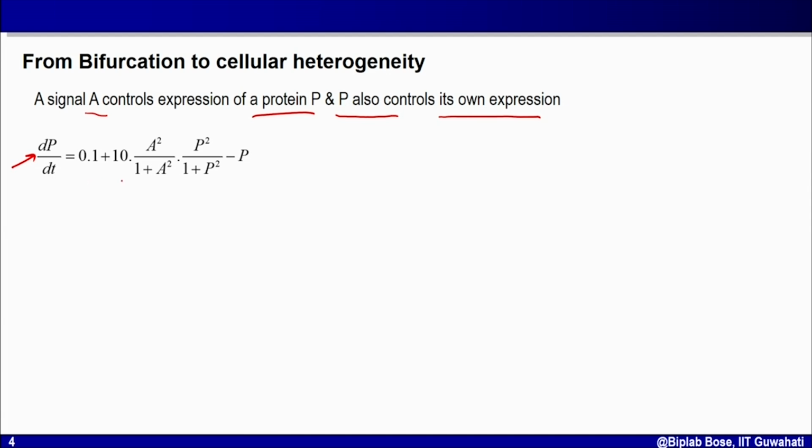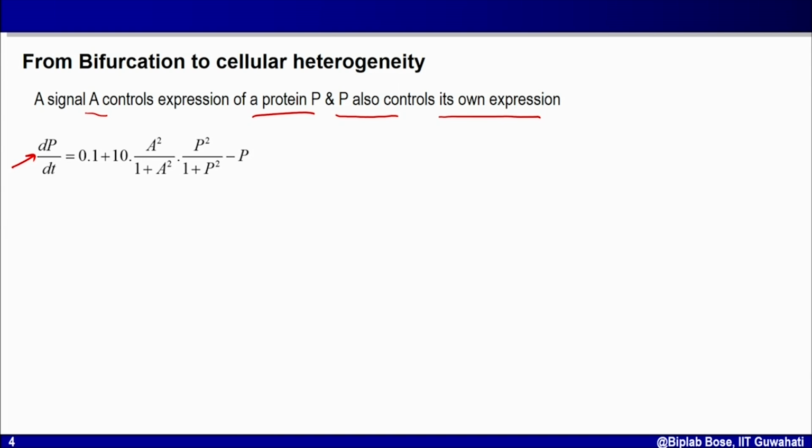dP/dt is equal to 0.1, a constant, plus 10 times a squared by 1 plus a squared, where a is the signal coming in, times p squared divided by 1 plus p squared, where P is the protein itself, minus p. Obviously the minus p part is for degradation of the protein, you can easily assume. Now let us look into the behavior of this ODE.